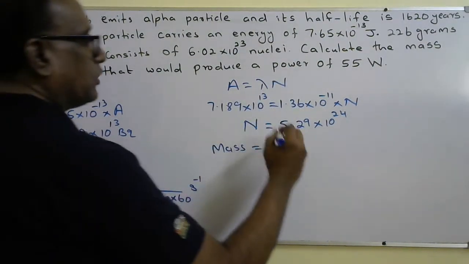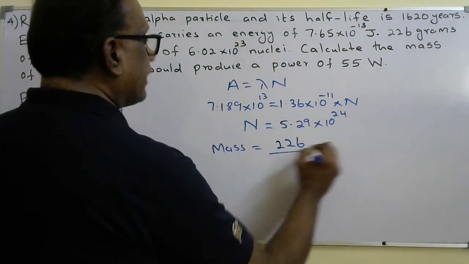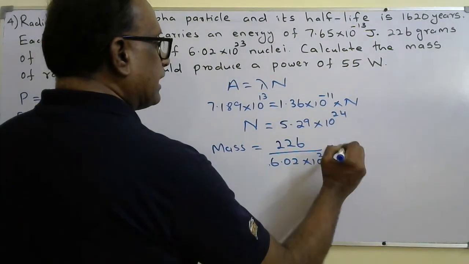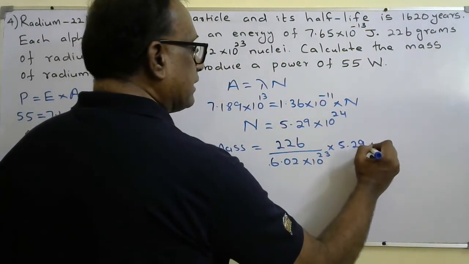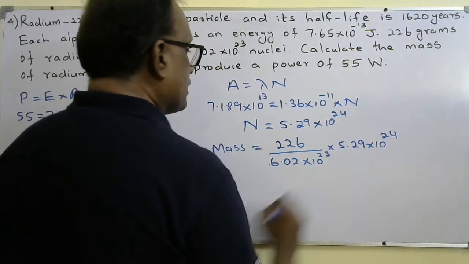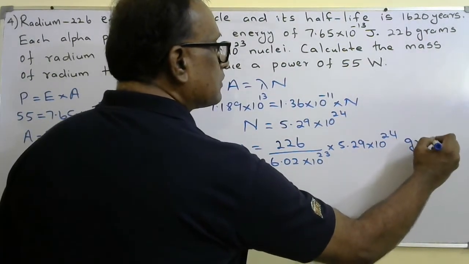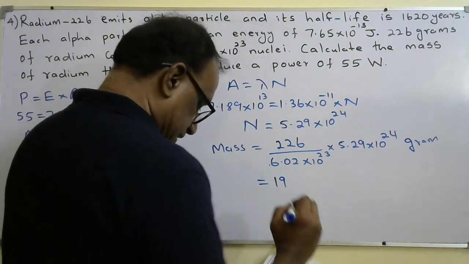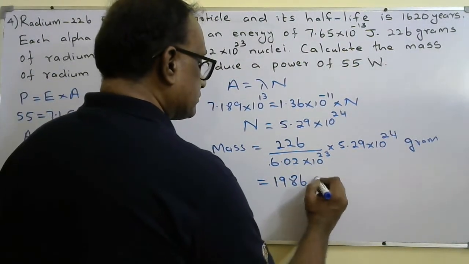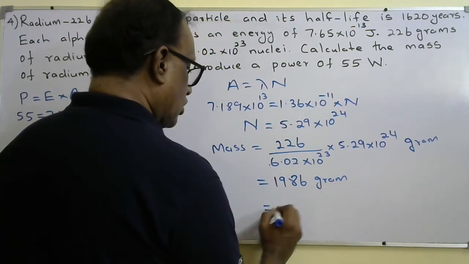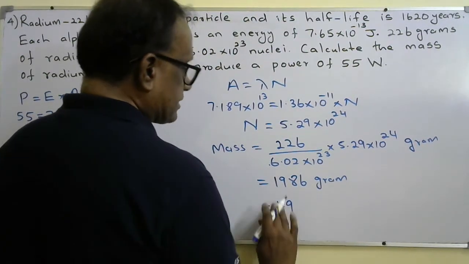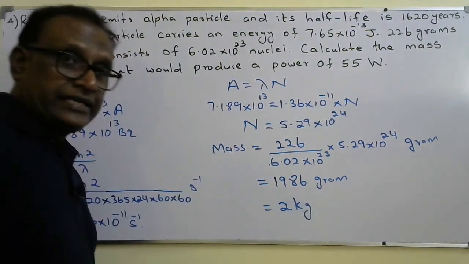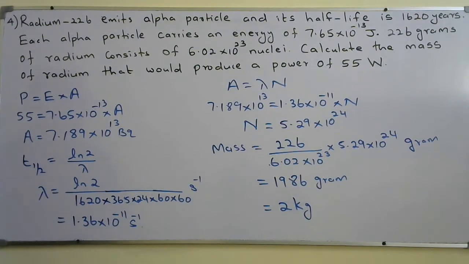So that means 226 grams divided by 6.02 × 10^23, multiplied by 5.29 × 10^24. So that many grams. So we'll get 1,986 grams. That is almost 1.986, so almost 2 kilograms of radium we need to get a power of 55 watts.